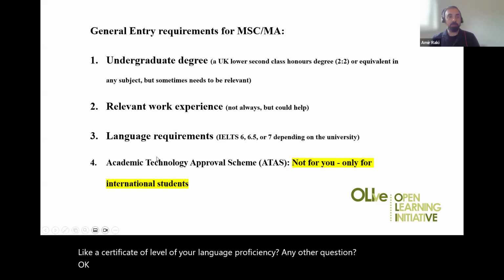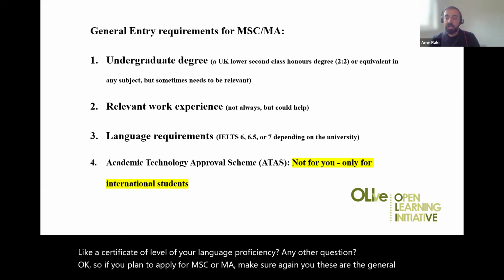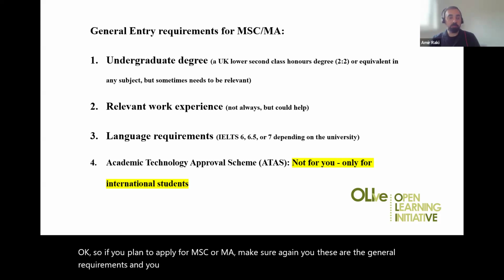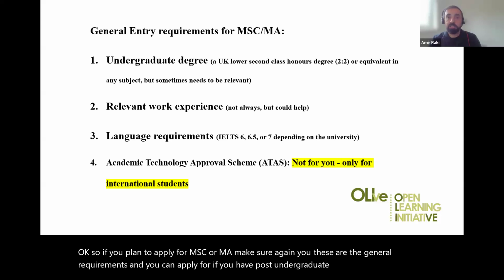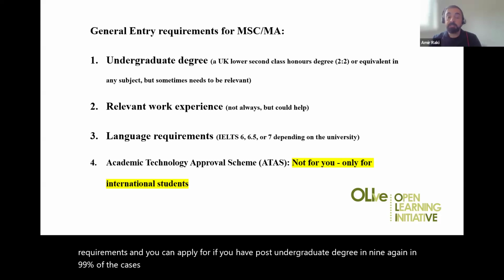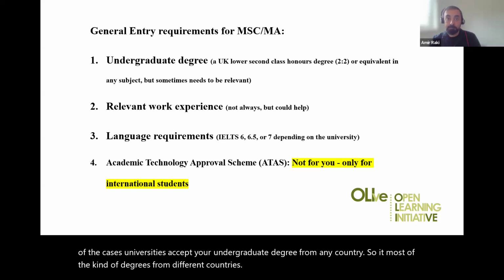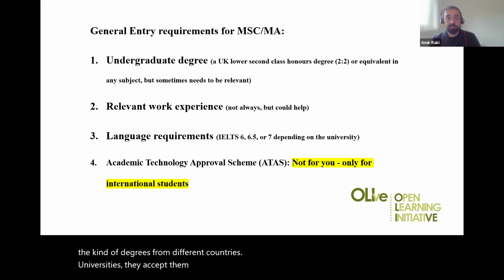Okay, so if you plan to apply for MSc or MA, these are the general requirements. If you have a post-undergraduate degree, in 99% of the cases, universities accept your undergraduate degree from any country. So most degrees from different countries and universities are accepted for postgraduate studies in the UK. Go on, Jackie.